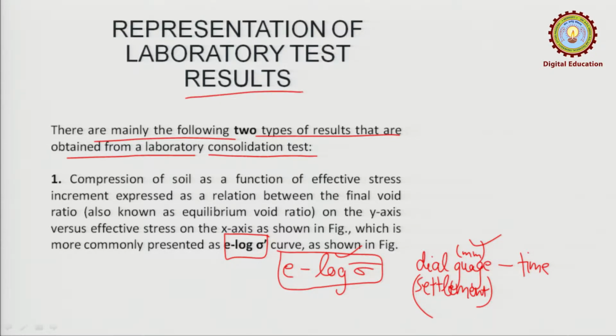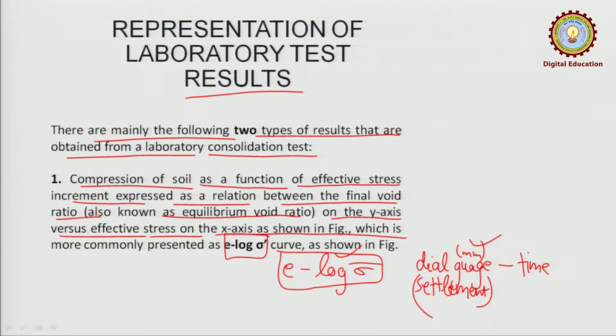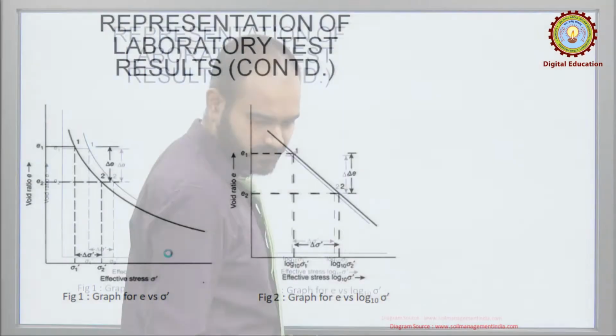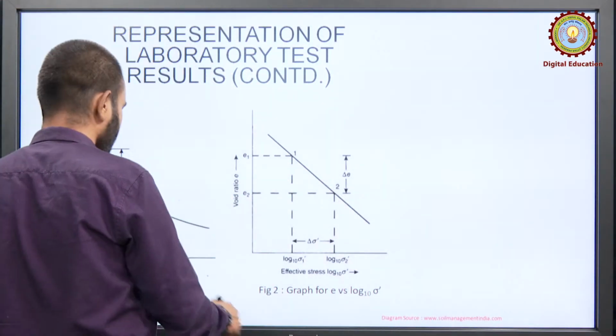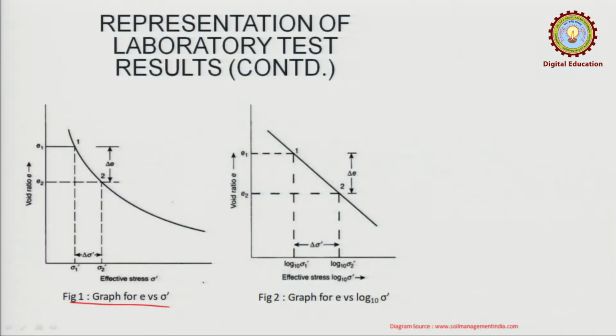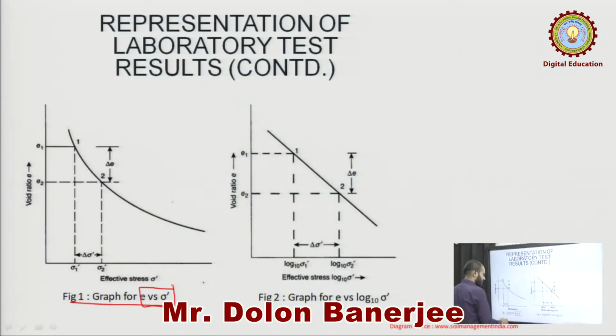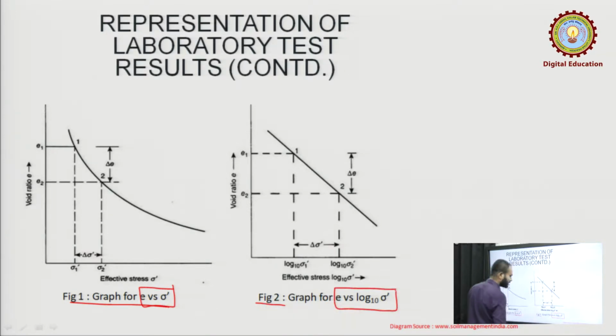Mainly these two graphs are used to represent the results of the consolidation test. Compression of a soil as a function of effective stress increment is expressed as a relation between the final void ratio, also known as equilibrium void ratio, on the y axis versus effective stress on the x axis, as shown in the figure, okay. The figure 1 shows us e versus sigma bar, and figure 2 shows us e versus log sigma bar, okay. This is base 10.